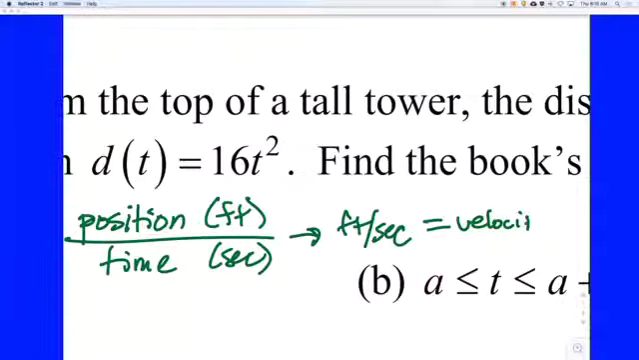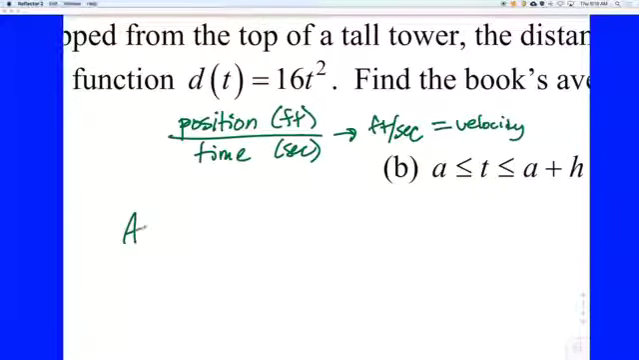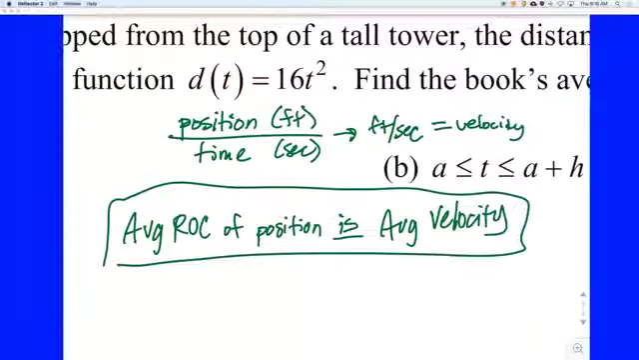Oh, sweet. And now we are in the Newtonian world, okay? So here's what we could say right now. The average rate of change of position, whether you're talking about horizontal position or height, is what we call average velocity. And the units tell us that.